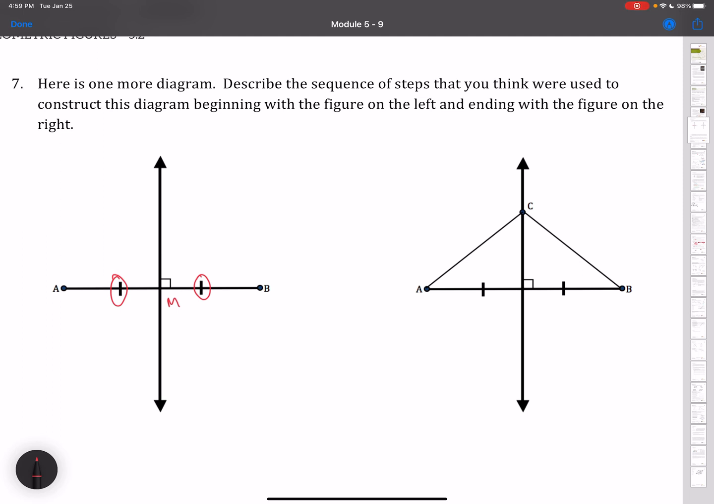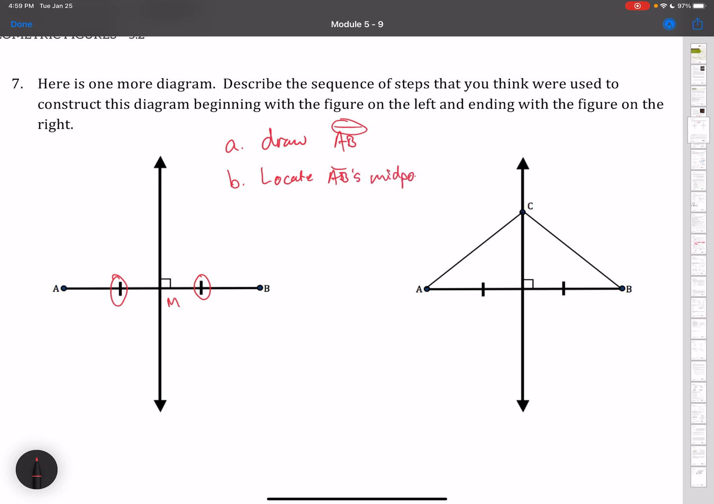So the first thing I have to do is have that line AB. So step one, draw segment AB. And that horizontal line right there refers to that as a segment, right? Then I would need to locate the midpoint of AB. So locate segment AB's midpoint.